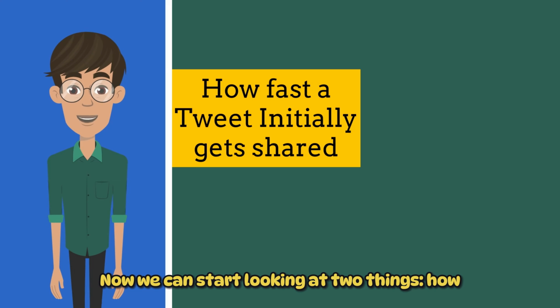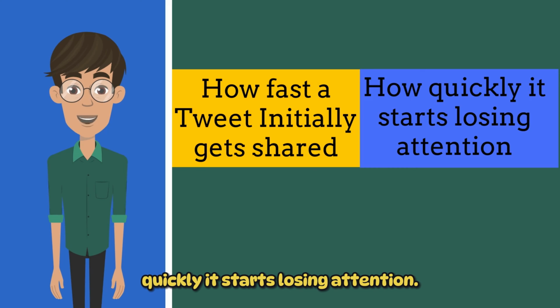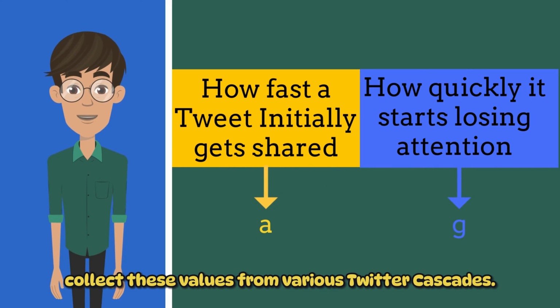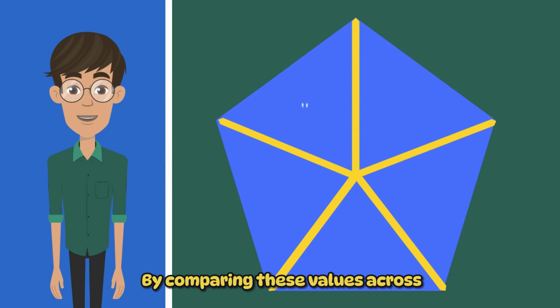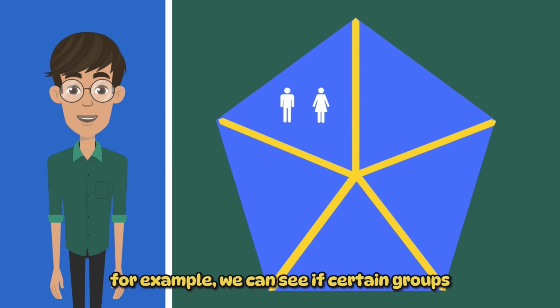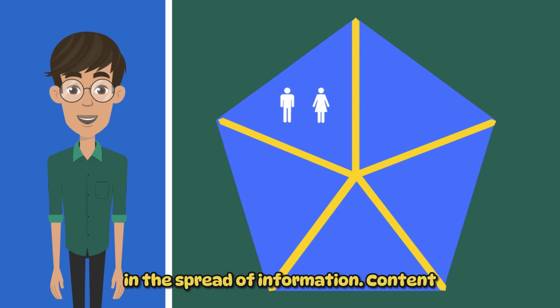Now we can start looking at two things: how fast a tweet initially gets shared and how quickly it starts losing attention. Imagine that we can quantify them and collect these values from various Twitter cascades. By comparing these values across different demographics, such as gender, for example, we can see if certain groups are systematically favored or marginalized in the spread of information.